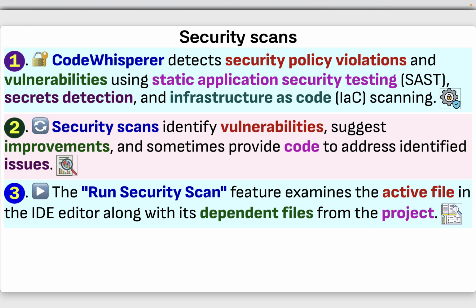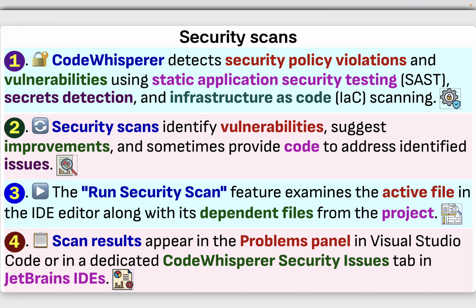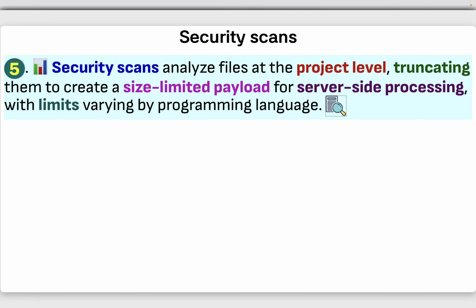The Run Security Scan feature examines the active file in the IDE editor along with its dependent files from the project. Scan results appear in the Problems panel in Visual Studio Code or in a dedicated CodeWhisperer Security Issues tab in JetBrains IDE. Security scans analyze files at the project level, truncating them to create a size-limited payload for server-side processing, with limits varying by the programming languages.